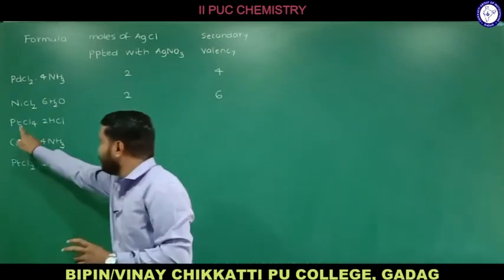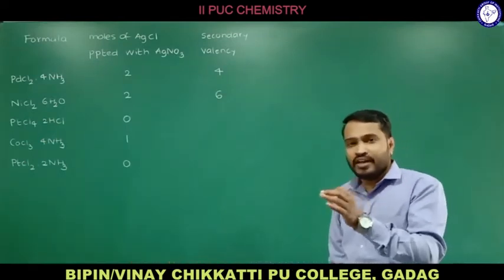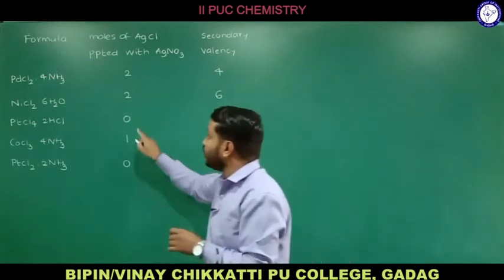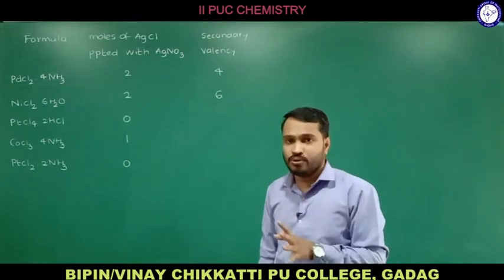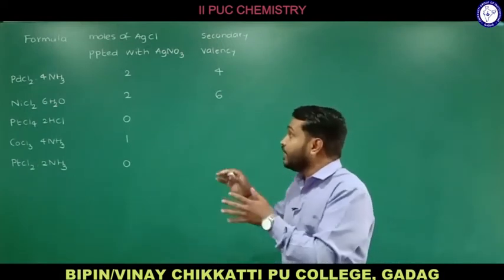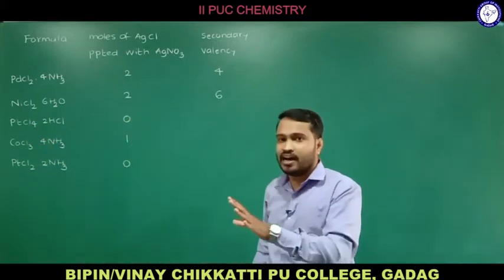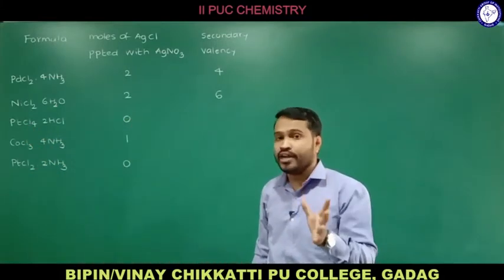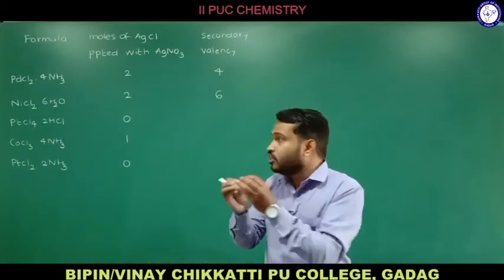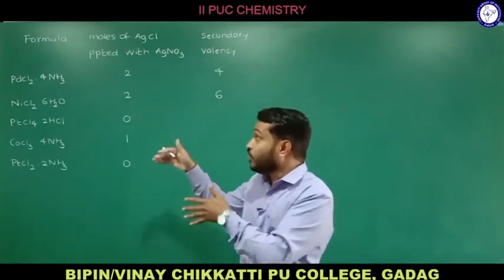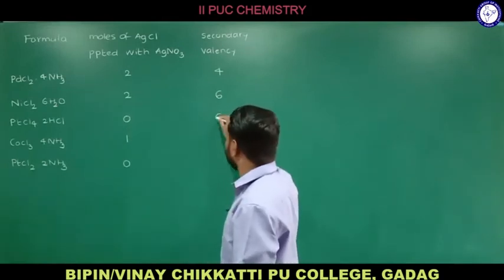Third example, PtCl4 2HCl. If you treat this compound with AgNO3, here we get 0 moles of AgCl, we do not get a precipitate. Since we do not get any precipitate, all the 4 Cl are non-ionizable, they never undergo ionization. So we have 4 Cl which are non-ionizable, that contributes to the secondary valency, and we have 2 HCl also, totally 4 plus 2, therefore the secondary valency will be 6.